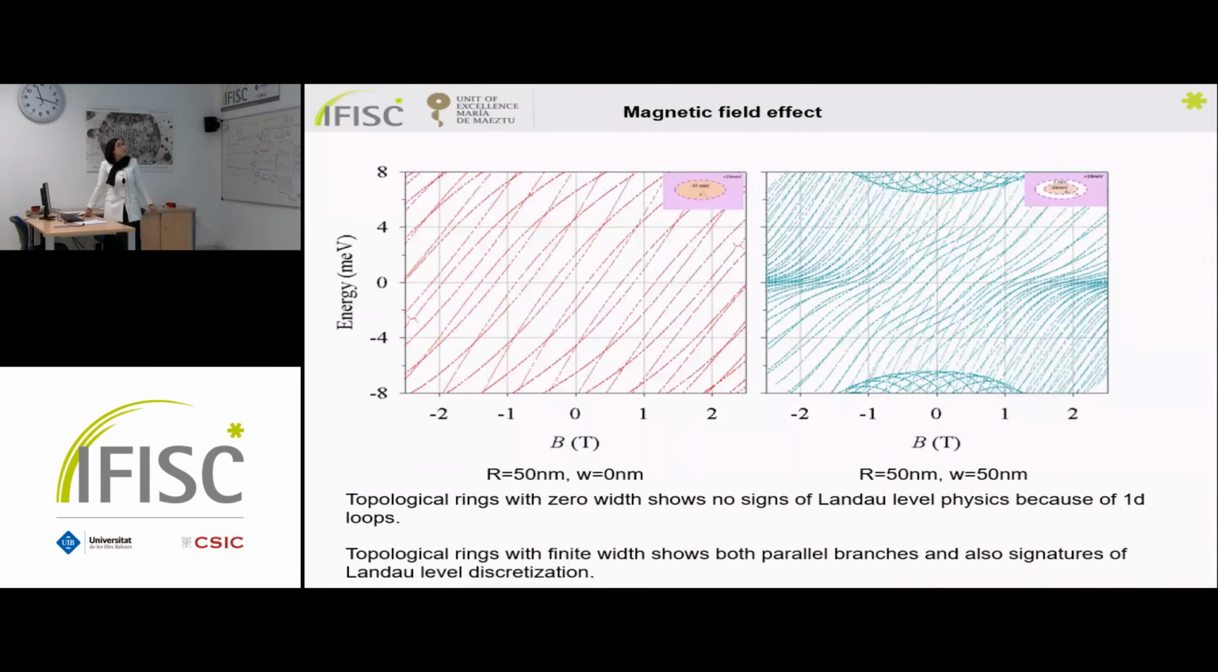In the case of topological loops, we get another behavior. It's different from the trivial one. As you can see, for the ring with zero width, we get a sequence of branches. And there is no sign of Landau level physics because of the 1D loop. But if you go to the other one with finite width, we get two behaviors. We have the sequence of branches and also the emergence of Landau levels in the higher energies. So as I said, the topological rings with finite width show both parallel branches and also symmetry of Landau level discretization.